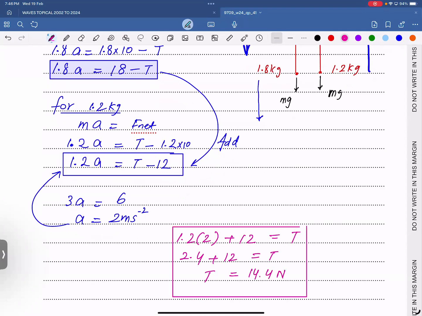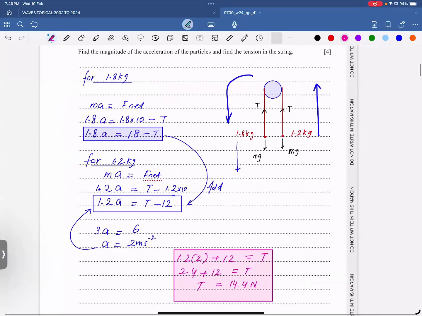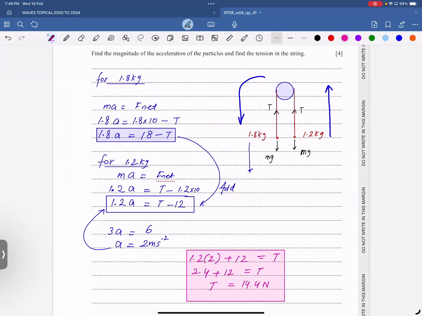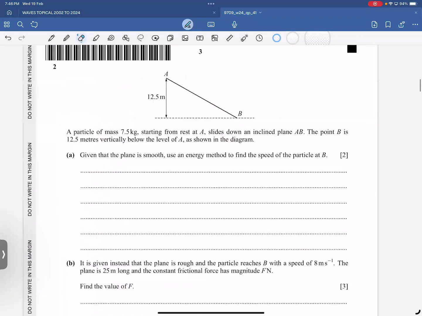It's an easy question. So what you have to do, you need to write two equations for each particle. ma is equal to F net. You solve them simultaneously. You get the tension, you get the acceleration. It's an easy level of question. Proceed to question number 2.